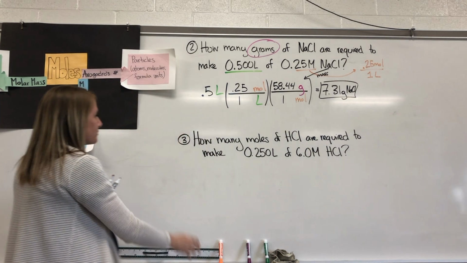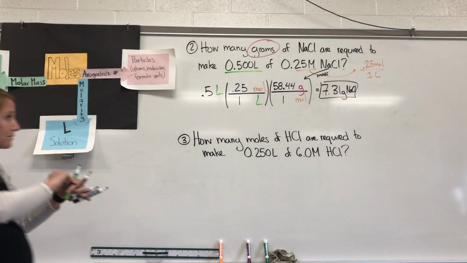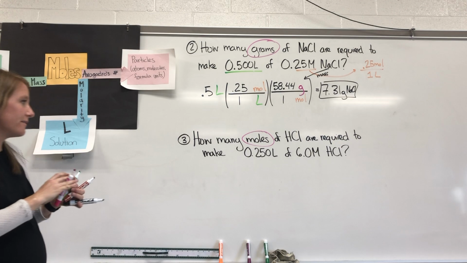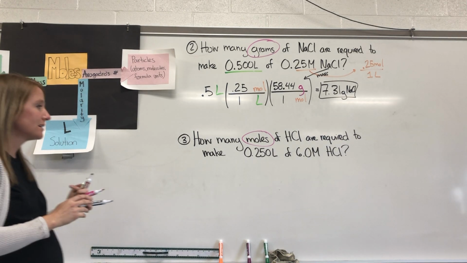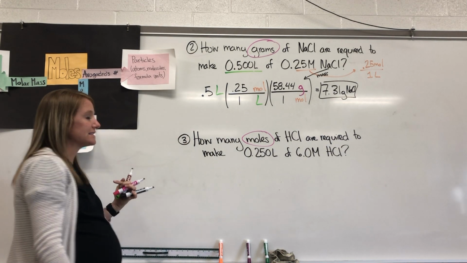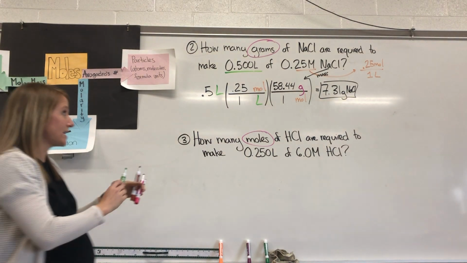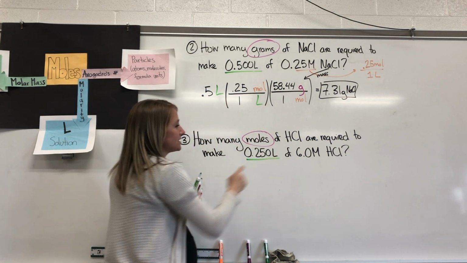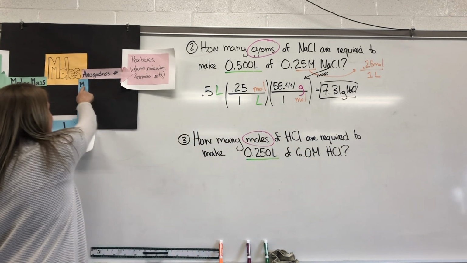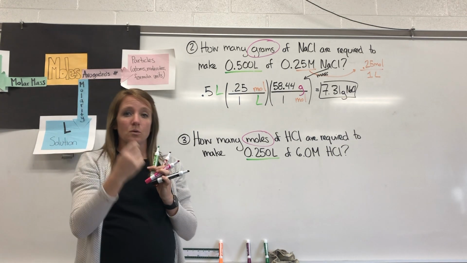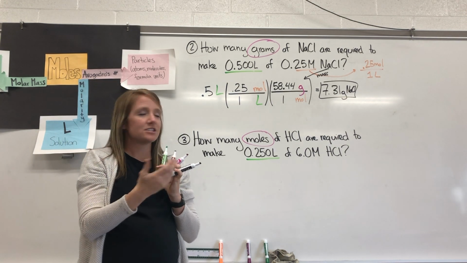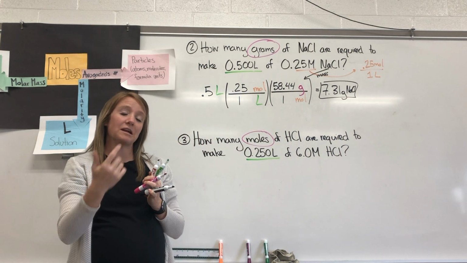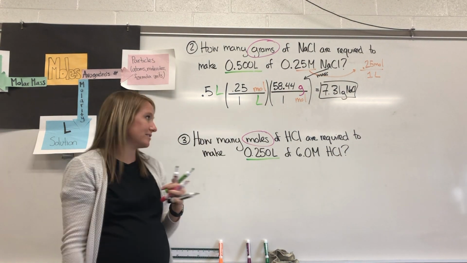Okay, let's take a look at number 3. So number 3 says how many moles, so right away I'm going to circle what I'm trying to find, excuse me, of HCl are required to make that many liters of a 6 molar hydrochloric acid solution. So I'm going to underline what I'm starting with. So I'm starting with liters, because once again, molarity is a conversion factor, so you don't ever start with molarity. Kind of just like you would never start with a molar mass. You don't ever start with molarity, but we're going to use the molarity to connect our units together.